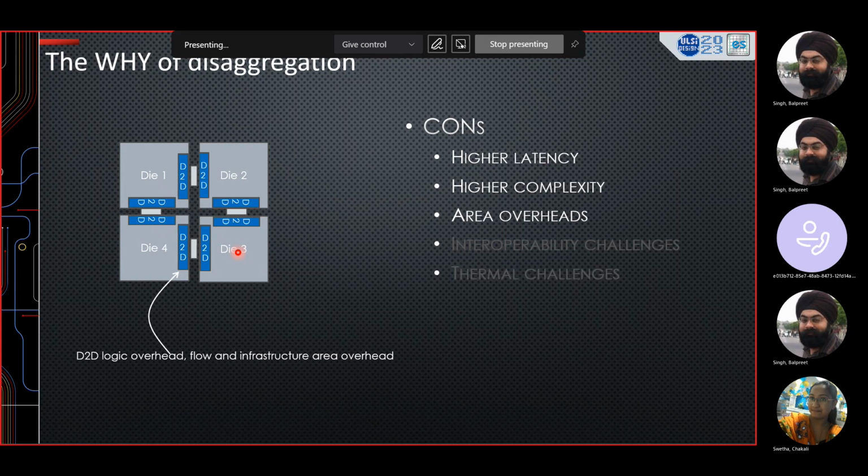Again, when you finally have to weigh the pros and cons and figure out what makes the best sense for your solution, your product, your market segment, I'm just giving you an idea that these are additional things that come on the con side that you need to take into account.